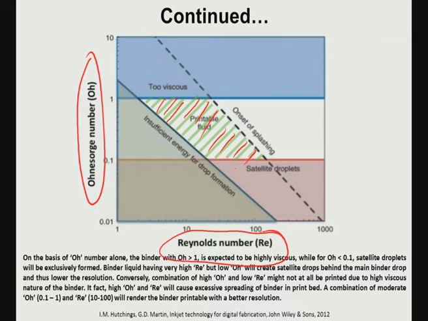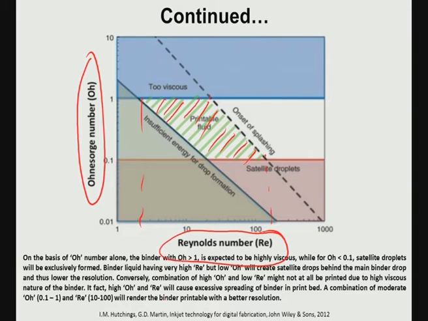So, your chemistry or your binder formulation needs to be tailored to that extent, so that it will have a particular combination. For example, the Ohnesorge number should vary between 0.1 and 1, whereas the Reynolds number can vary over a large range, somewhere between 5 and 200 or 300. Within that range, that particular area is what is called printable fluid.